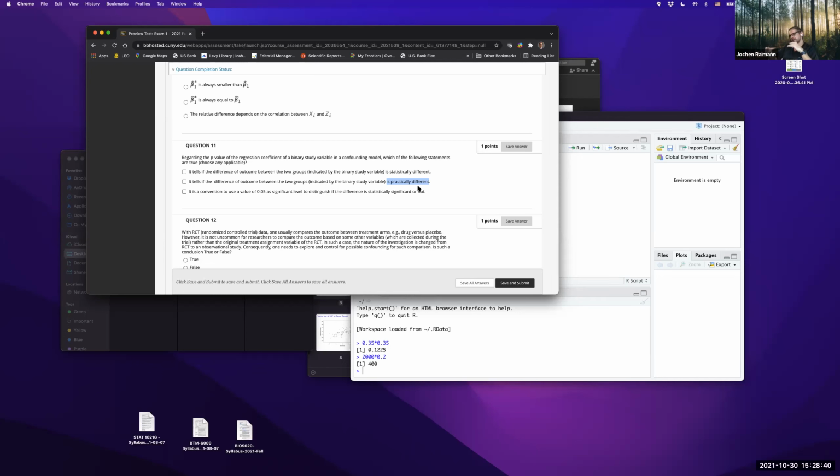So what I'm asking from you is an understanding that the practical significance of a difference is not necessarily as important in comparison to the statistical significance. Okay. That was the idea, that you distinguish between both. Does it make sense? Any other questions on that?